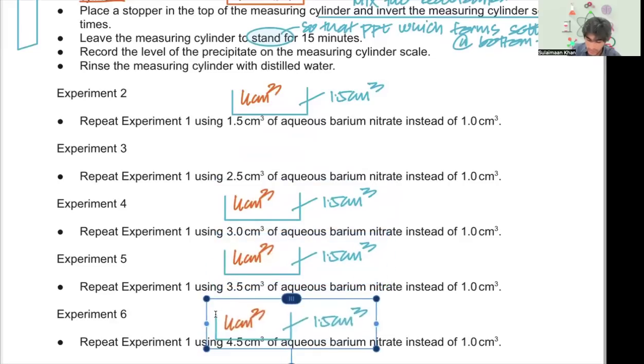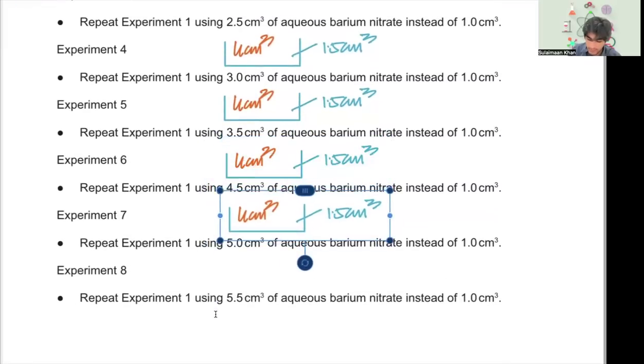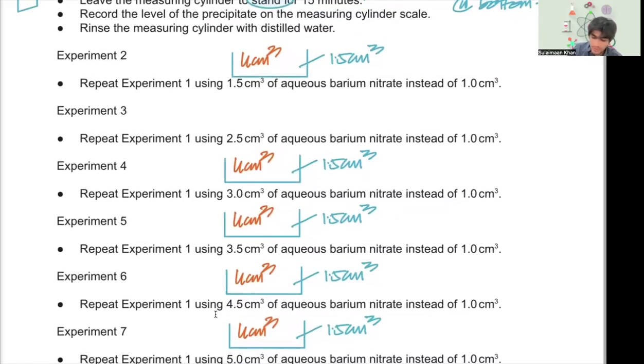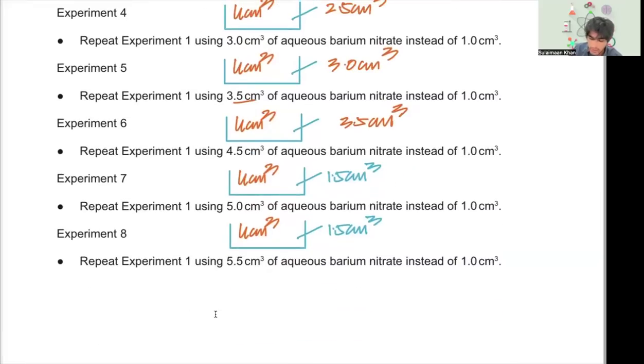Duplicate. Oh my God, this guy, he's got the nerve to carry out 8 experiments. That's crazy. Wild. So experiment 2, 1.5. Experiment 3, he's doing it with 2.5 cm cube. And repeat the experiment, now he's doing it with 3.0 cm cube. And then he's doing it with 3.5 cm cube. Remember, can he go above 10? No, he can't because it'll overflow. Now he's doing 4.5 cm cube.